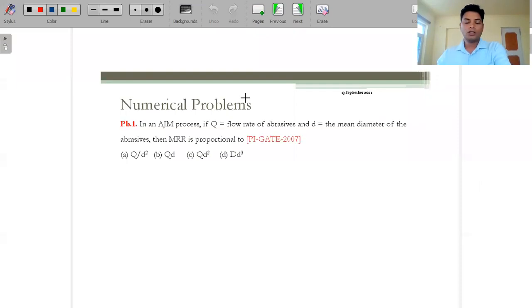First problem. Okay, guys, this is the first problem that was asked in the GATE examination in production engineering in 2007. In the abrasive jet machining process, if Q is the flow rate of the abrasives. Here, if it is not mentioned whether it is mass flow rate or volume flow rate, we can consider either. But it is about the abrasive grit, so just write AG, abrasive grit. Then d is the mean diameter of the abrasives.